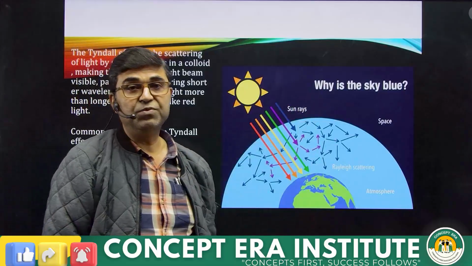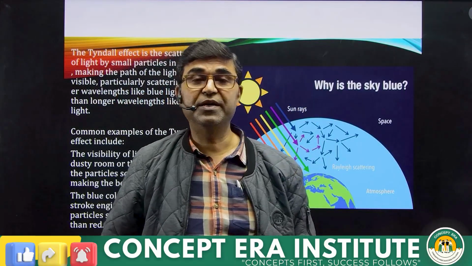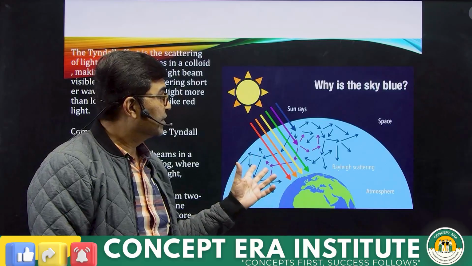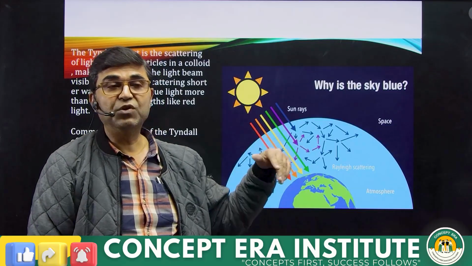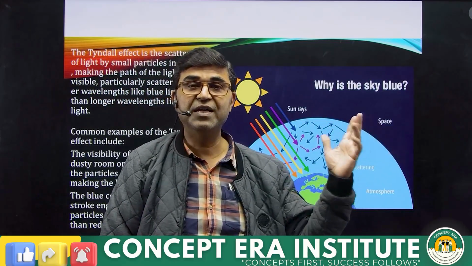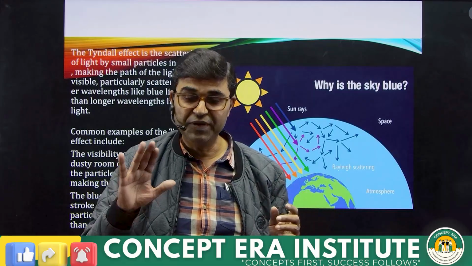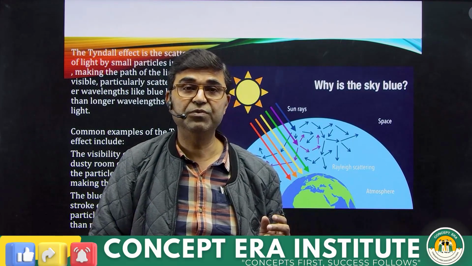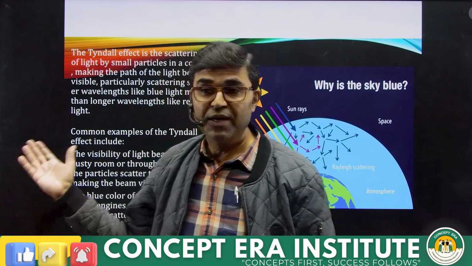why the sky is blue. Blue sky. Blue sky is not actually blue. When we go into the outer space, we see that sky is black. But when we are at the earth, we see that the sky is blue. Why does it happen?